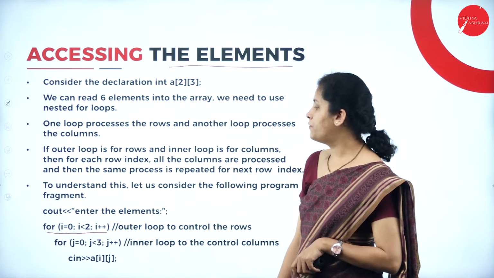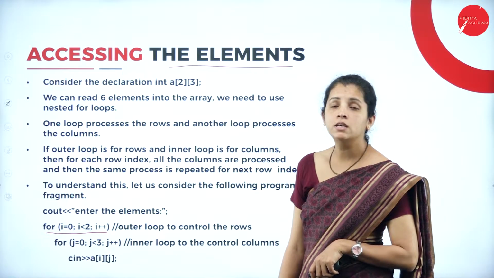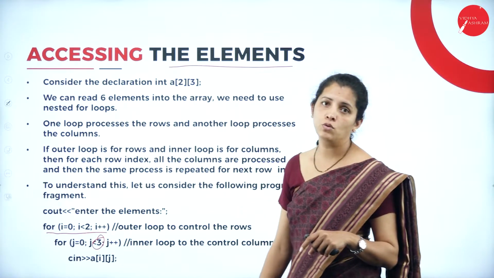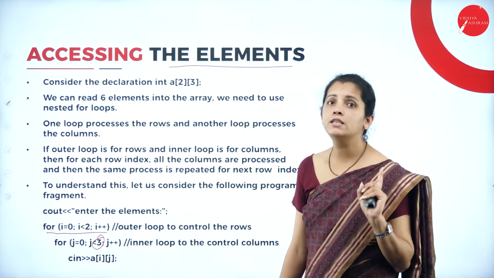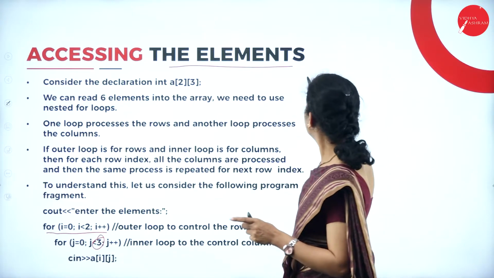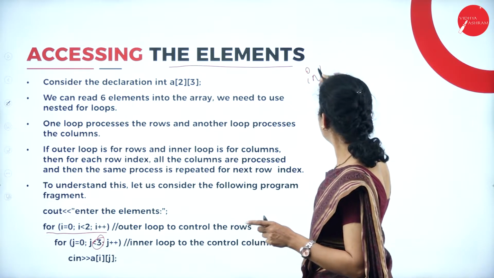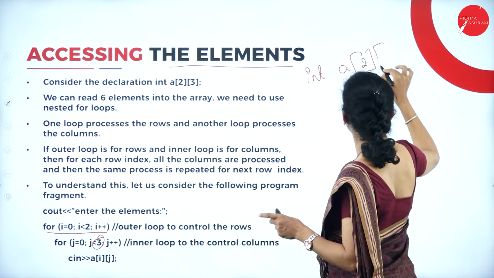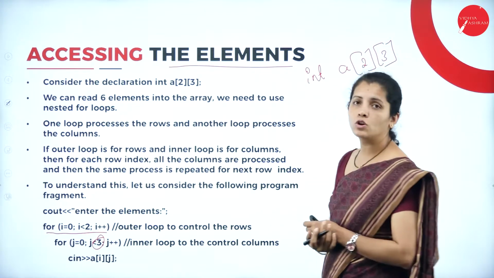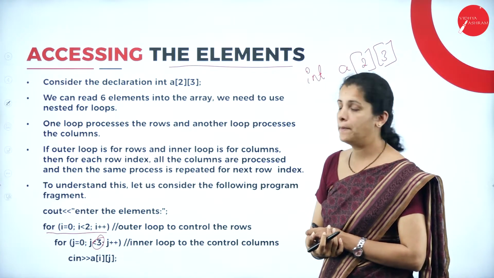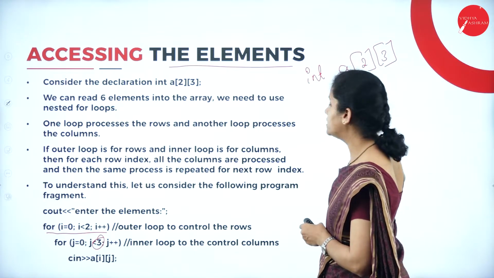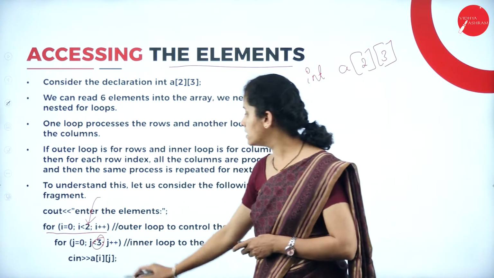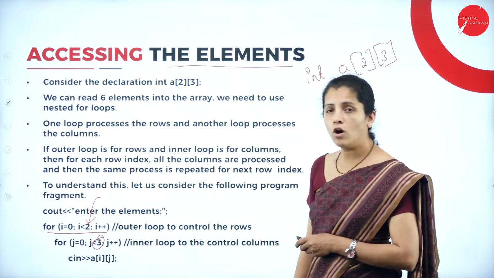My first for loop is always row, and my second for loop is always column. So what is my example here? It is int a of 2 cross 3. 2 cross 3 means what? It is 6 elements. So I have 2 rows and 3 columns. Here 2 is nothing but my row and 3 is nothing but my column.